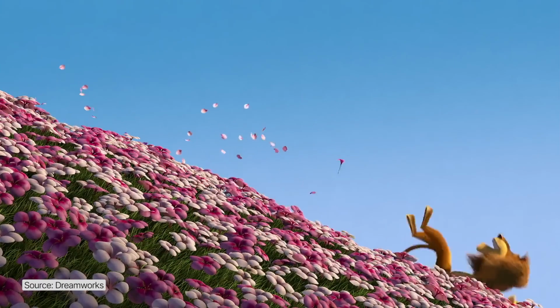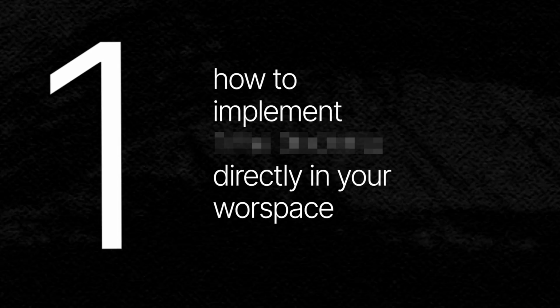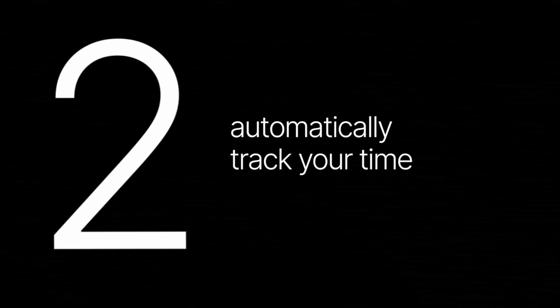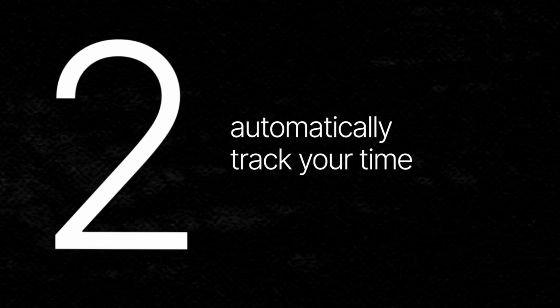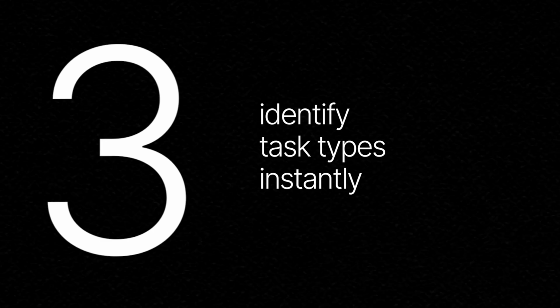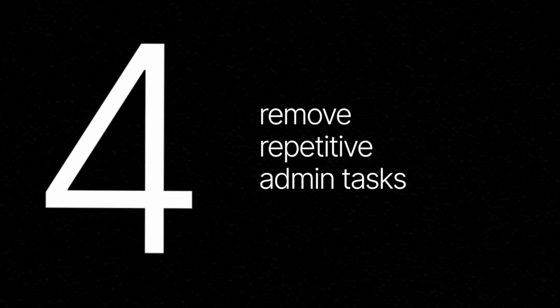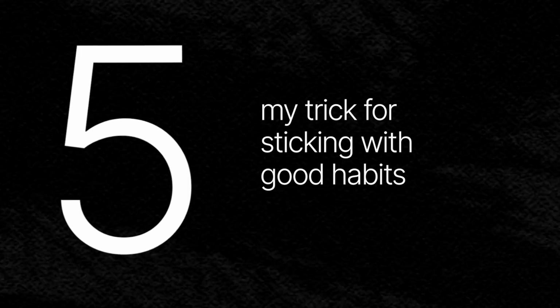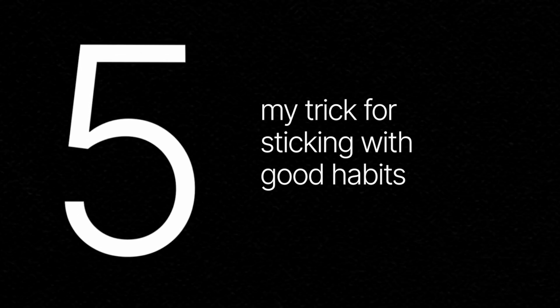So here's what we're going to cover: how to implement one of the best productivity methods directly in your workspace, a setting that automatically tracks your time without you having to do anything, a simple tweak that makes identifying tasks effortless at a glance, a way to instantly remove the admin work from your tasks, and a Notion Calendar trick that makes sticking to good habits incredibly easy.